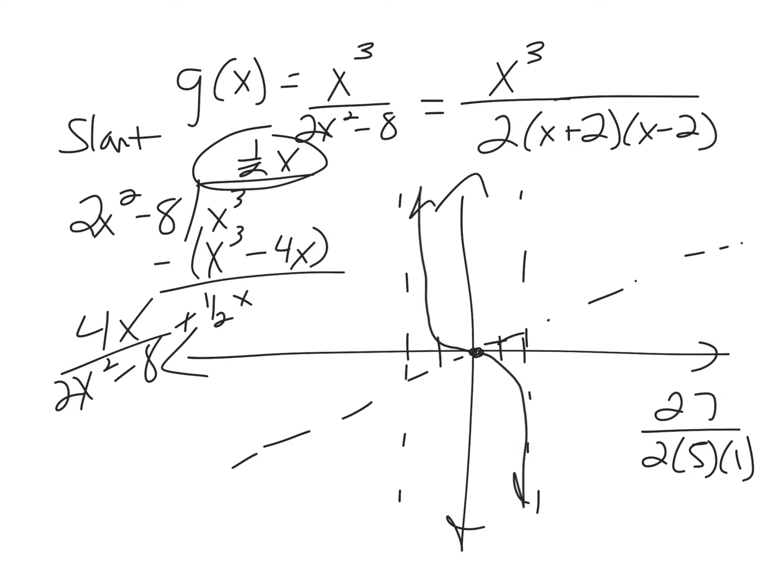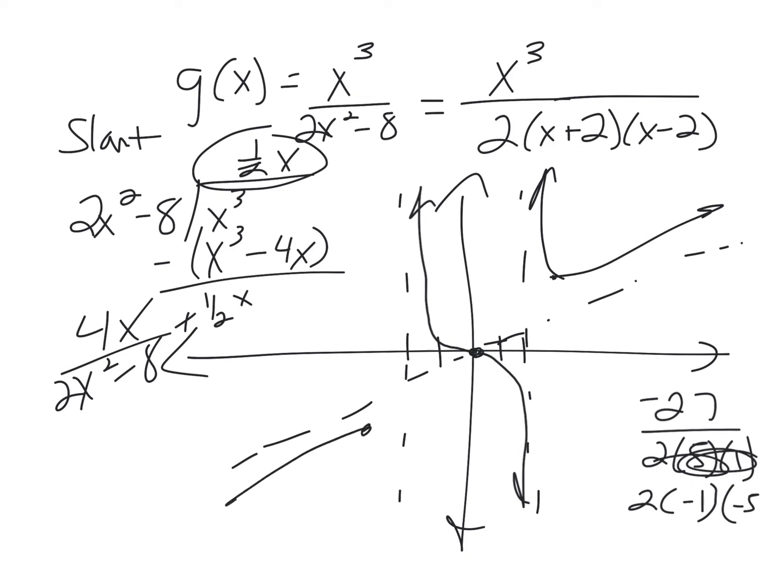So somewhere around here, we'll call that, we'll move it over a little bit. And then it'll just keep extending out to here. Similar over here, if I put -3 in, I'll get -27, and for the denominator, it will be 2 times -1 times -5. So it's going to be a 10. So somewhere around here again, and around there. Okay? Appreciate you watching, and we'll see you in class.